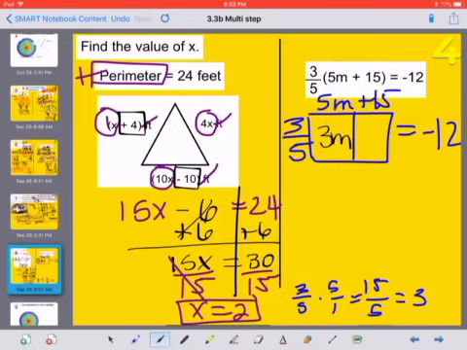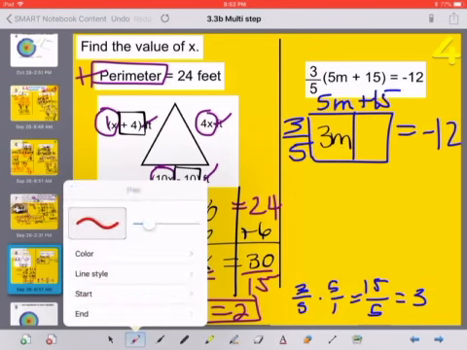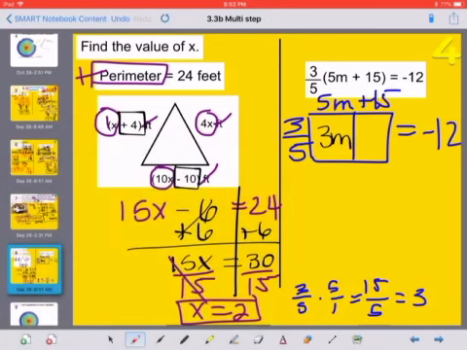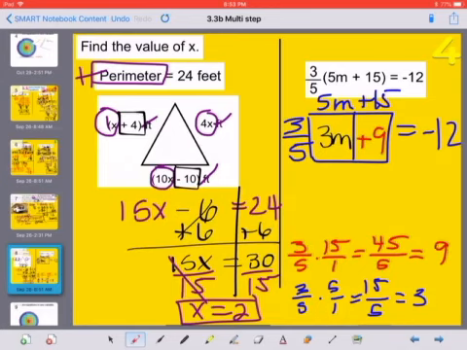That worked out nicely. And then same thing with 3/5 times 15. It's really 15 over 1. 3 times 15, think of 15 minutes. 3 of them would give you 45 minutes. 5 times 1 is 5. 45 divided by 5 is 9. So we have 3m plus 9 equal to negative 12.